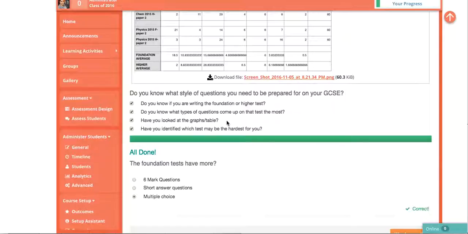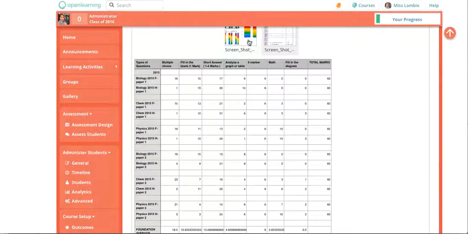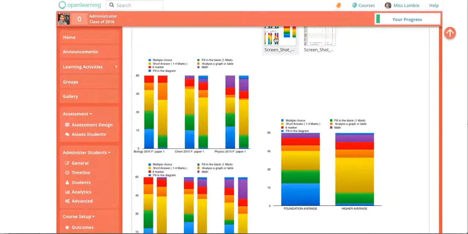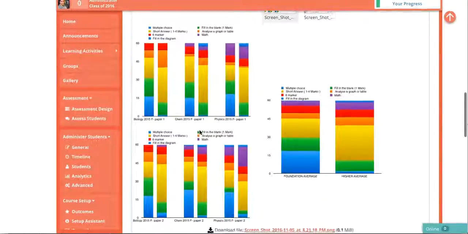Have you looked at the graphs and tables? So this is the graph that you've seen. If you wait for this to load, you can visually interpret each of the different questions. So in a biology foundation paper, for paper 1, you can see that about half are these really easy style questions, while less than a fourth are that for the higher paper.